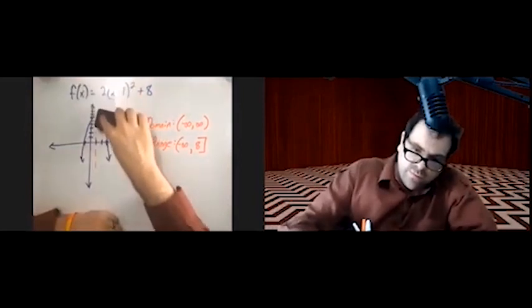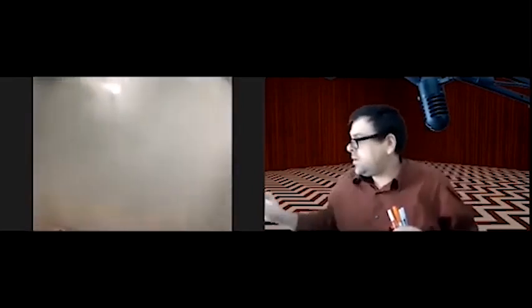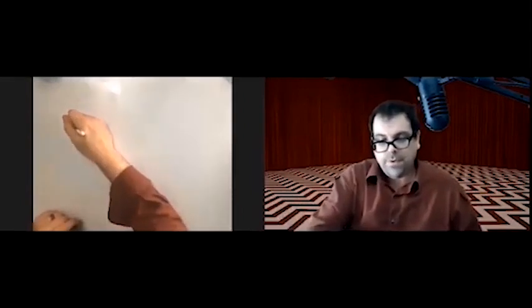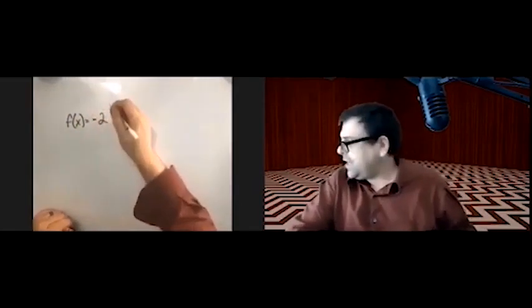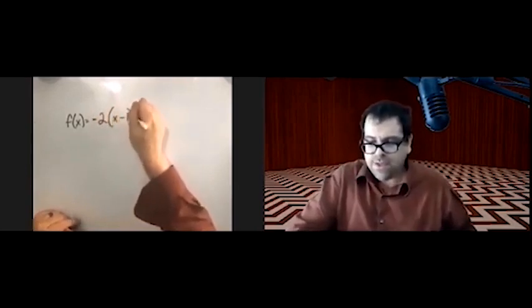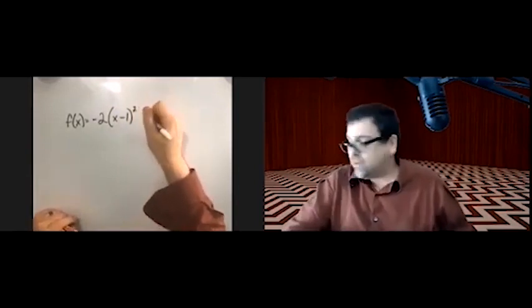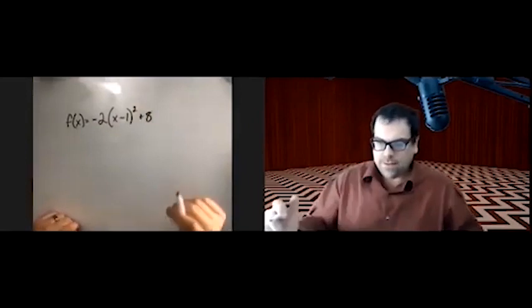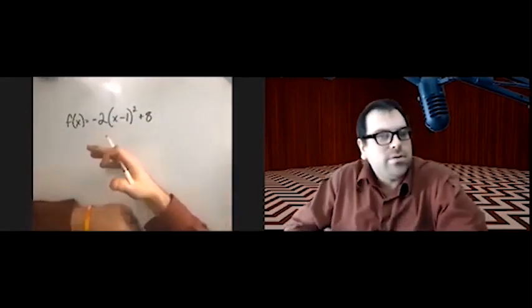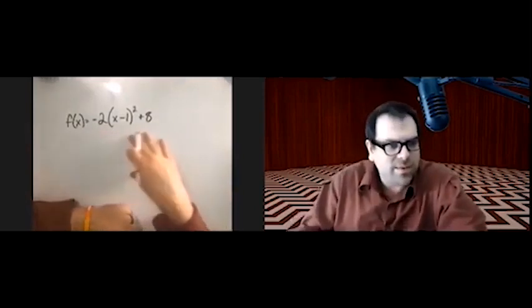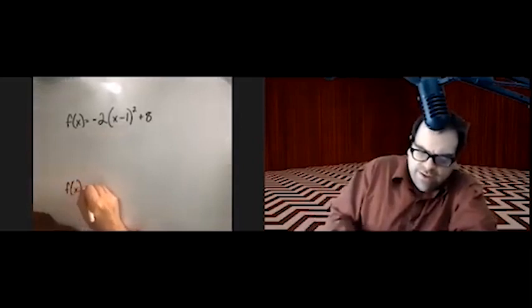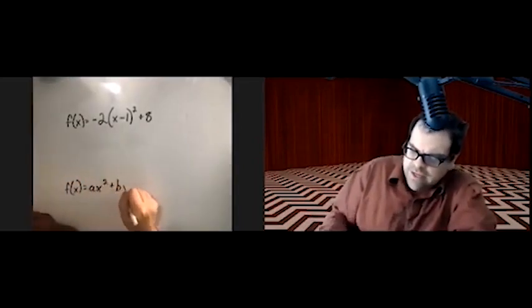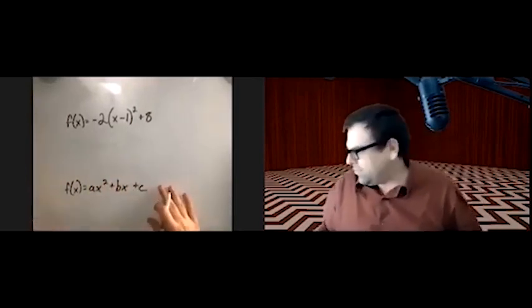I'm going to take a look at this vertex form one more time. I'm going to move it down. So again, we have f of x equals negative 2 times x minus 1 squared plus 8. I'm going to take this out of vertex form. I'm going to expand everything, get rid of the parentheses. I'm going to put this in the form f of x equals ax squared plus bx plus c, standard quadratic form.